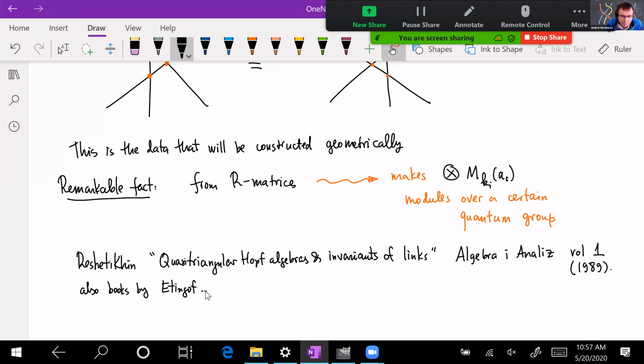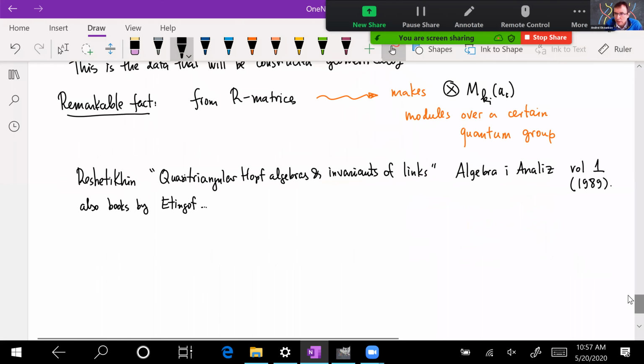But how do we get this? So we have a solution. So what's the data? The data, we have a solution of this Yang-Baxter equation for some collection of spaces. And the data is, first we extend. Steps. Steps first, we extend.